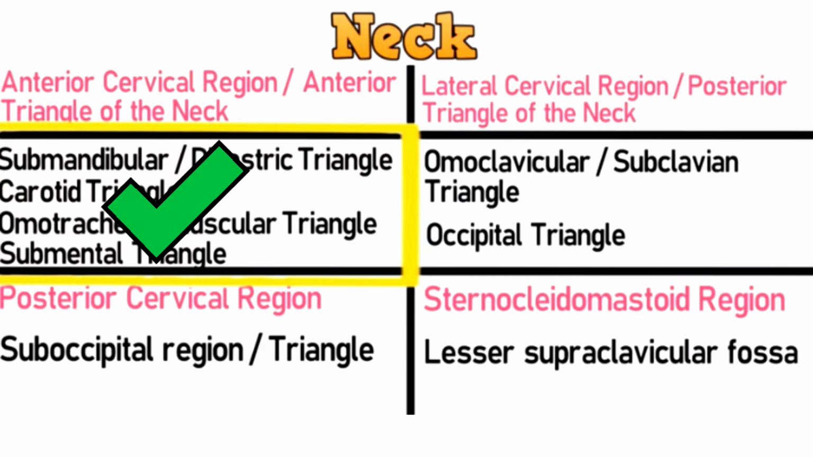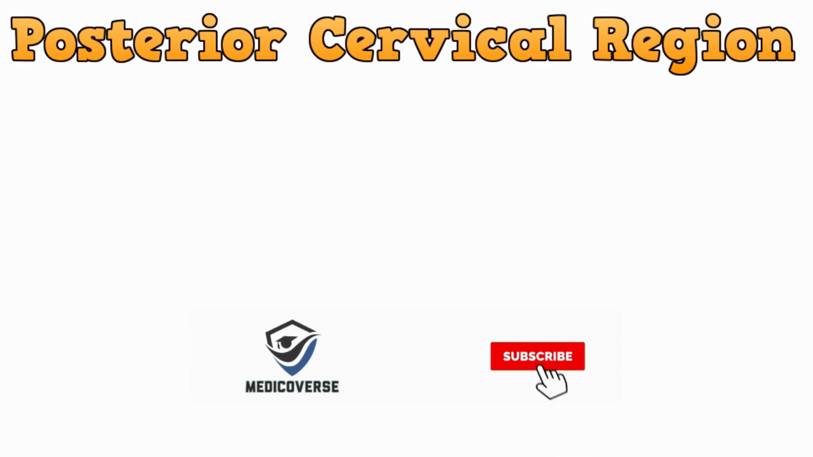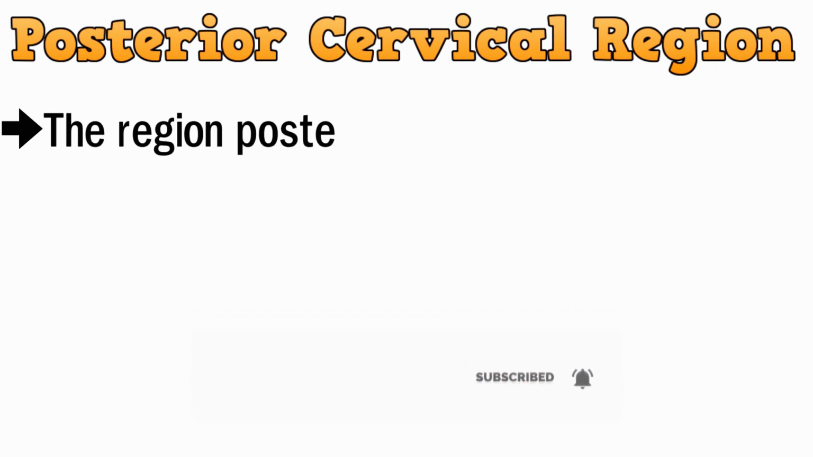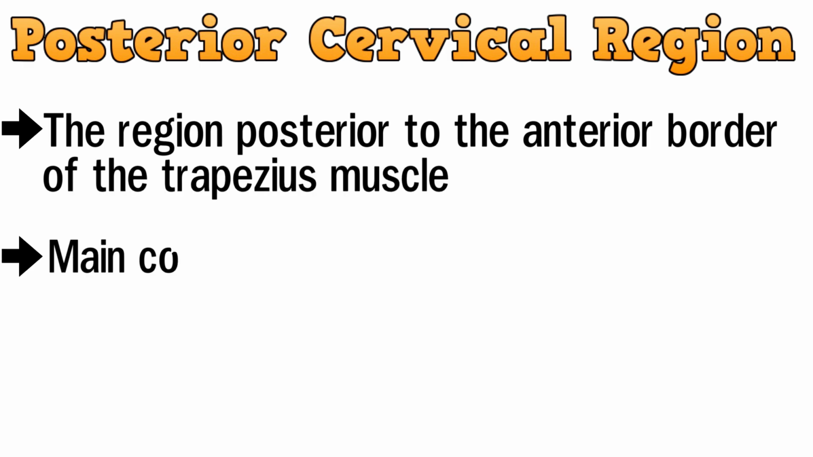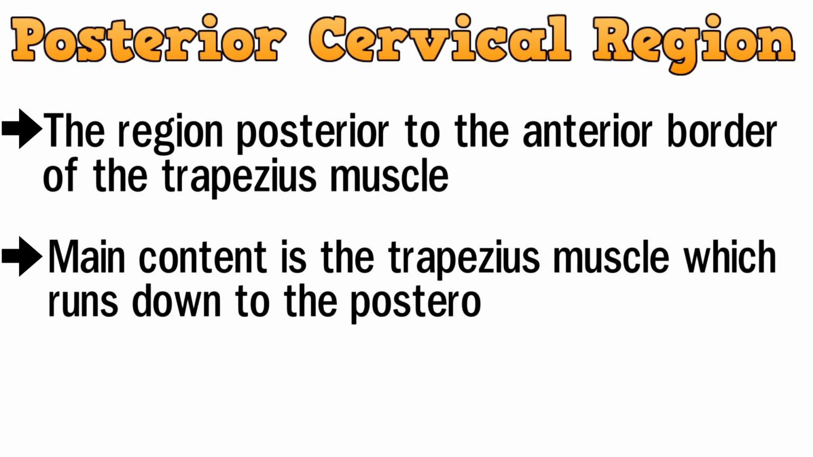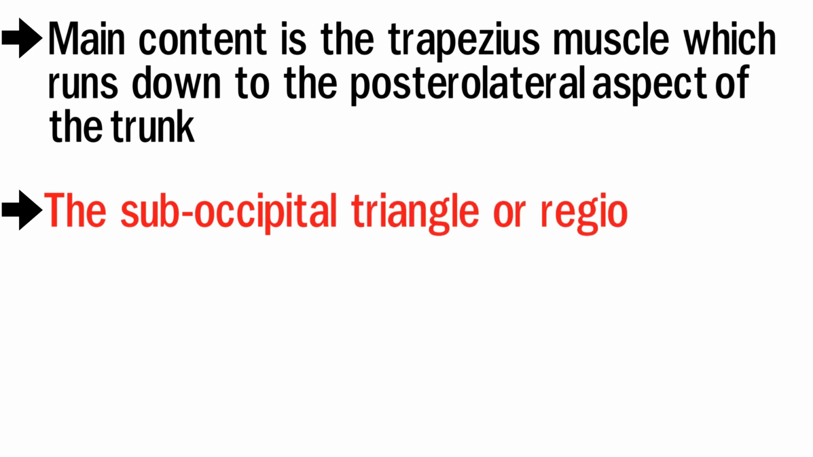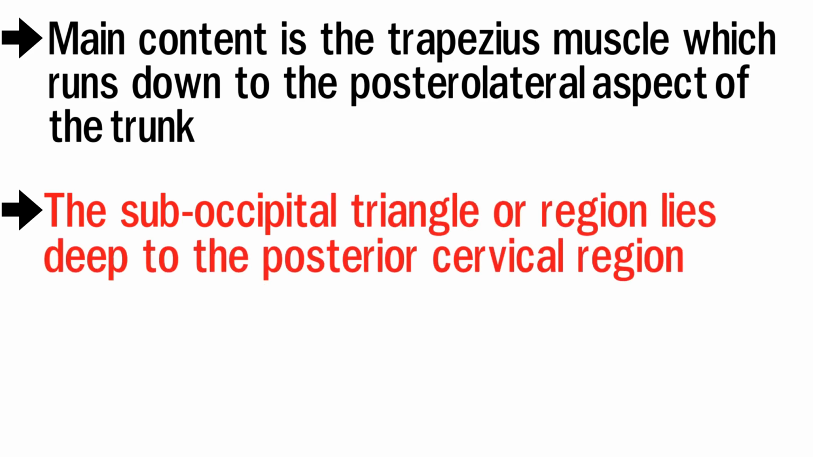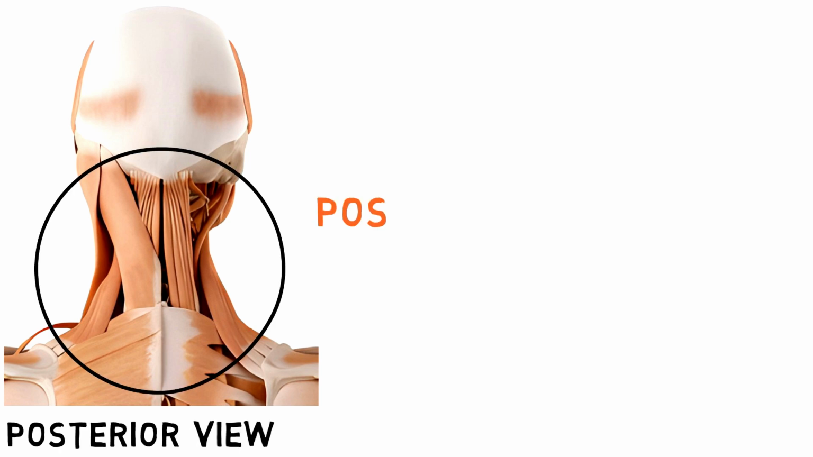For this video, we will discuss the posterior cervical region and the suboccipital triangle. So, the posterior cervical region is the region posterior to the anterior border of the trapezius muscle. Main content is the trapezius muscle, which runs down to the posterolateral aspect of the trunk. The suboccipital triangle or the region lies deep to the posterior cervical region. We will discuss about this triangle in detail. But for now, let's have a look at the posterior cervical region. So this is the posterior cervical region, and the suboccipital triangle is present deep in this region.